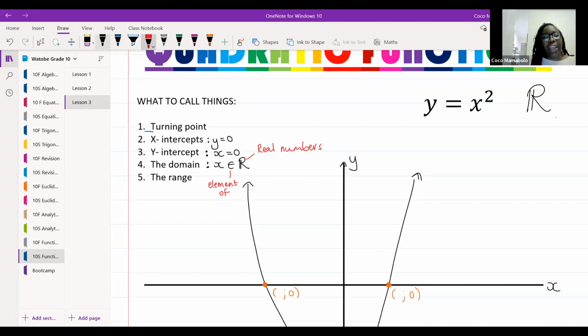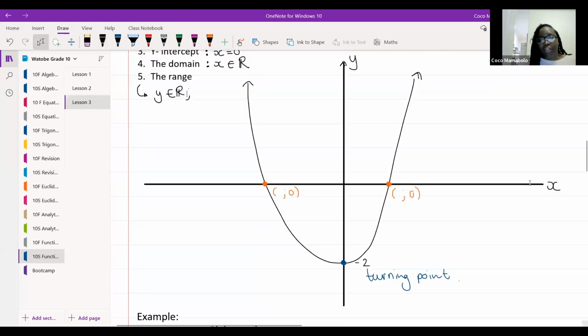All right, the range is always my y values, guys. So for y, I know that y is also going to be an element of real numbers. But if we look at our graph, look at where our graph goes. Can my answer for the y-axis be -3? Yes or no? Tell me in the chat. Can my answer for y be -3? No, it can't.